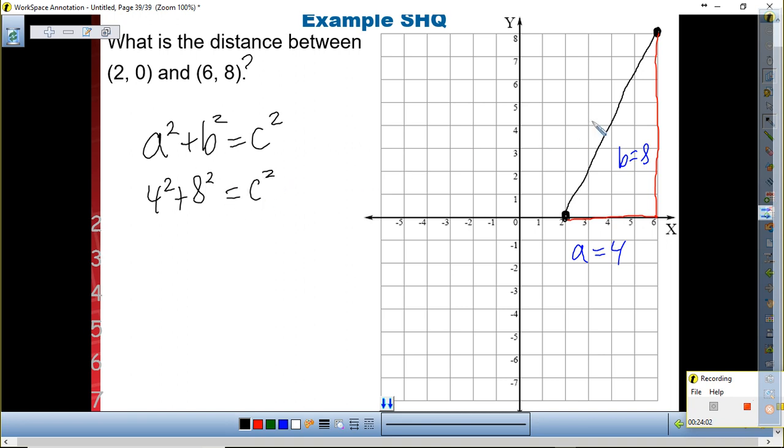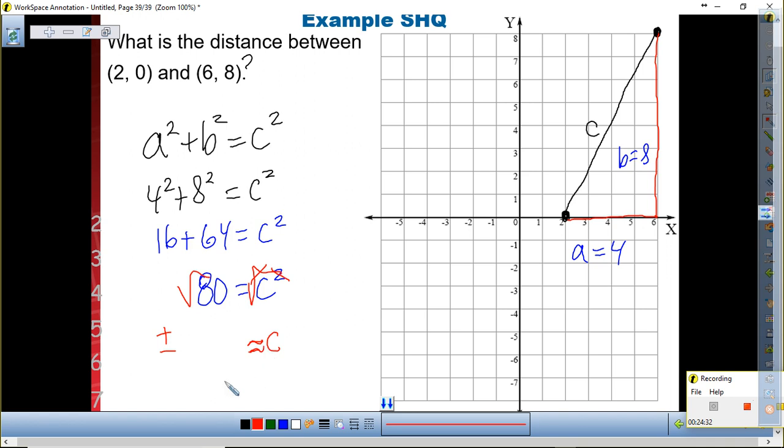Oh, we label this one C. Does everybody see? All right, so what is 4 squared? 16. What is 8 squared? 64, and all that equal to C squared. 16 plus 64 is 80, equals to C squared. How do we get rid of the squared? Square root. C equals to plus minus, and this is approximately, and we're going to round to the nearest tenth.